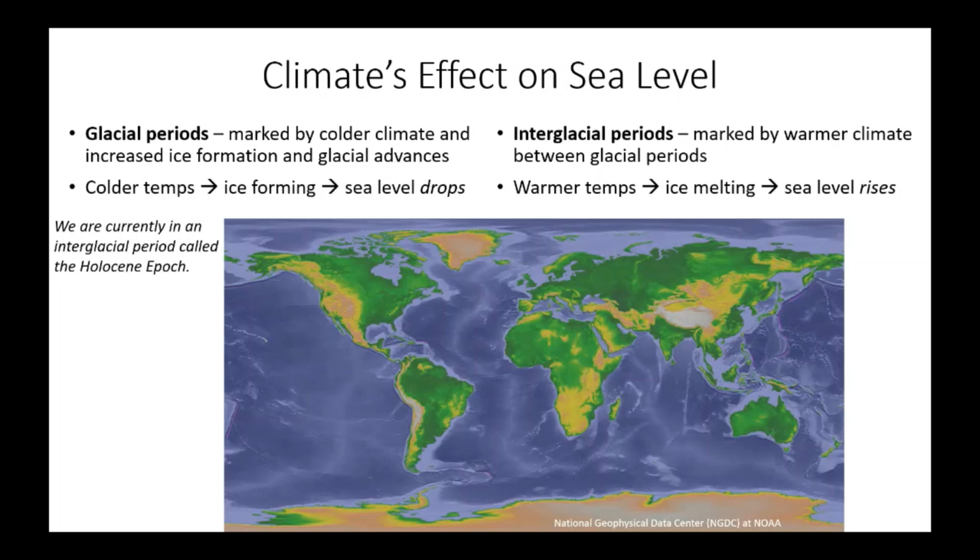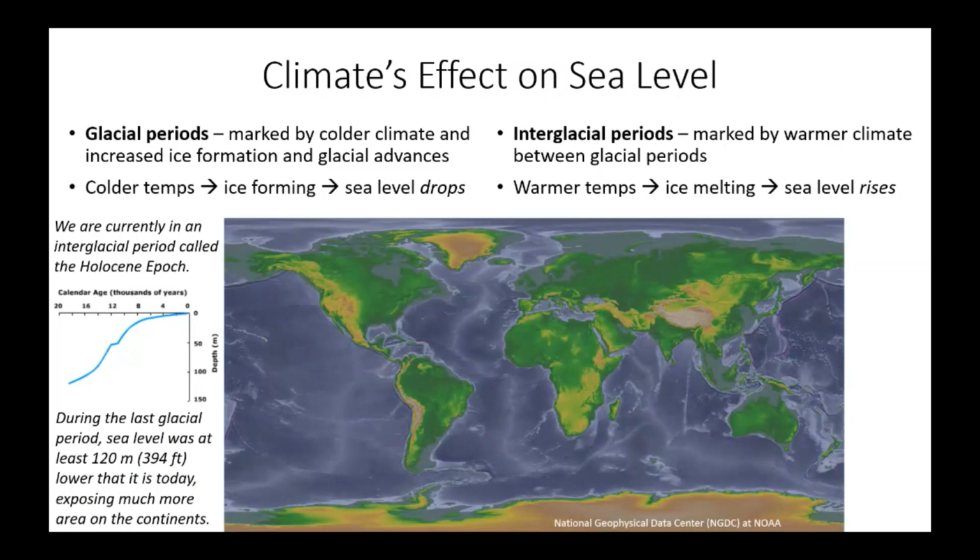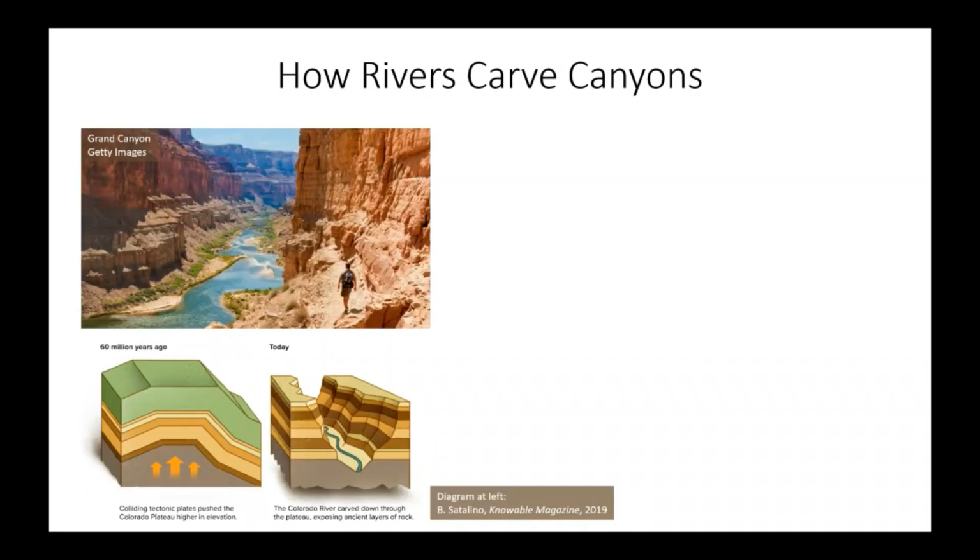During the last glacial period, however, sea level was at least 120 meters, or almost 400 feet, lower than it is today, exposing much more area on the continents. Let's rewind the clock and visualize what that would look like. These changes in sea level, driven by changes in climate, have directly affected the shape and structure of coastal features around the world. Before we dive further into the reasons why that is, we have one more concept to cover.